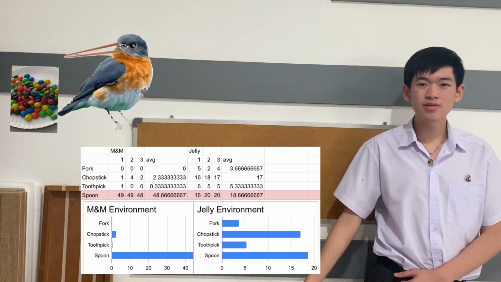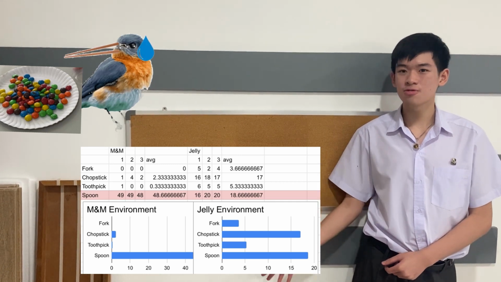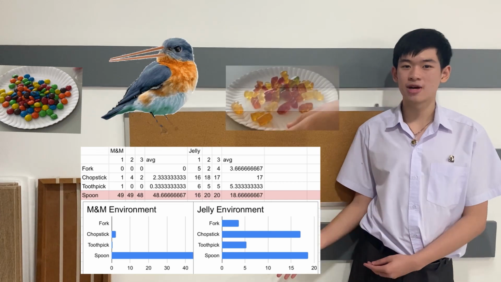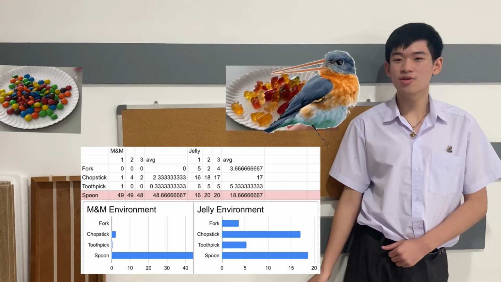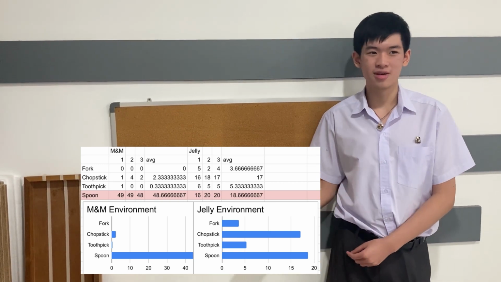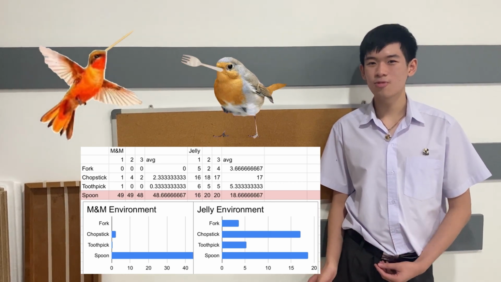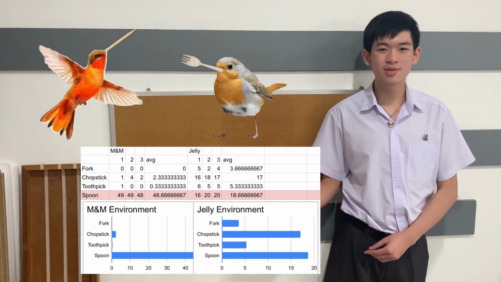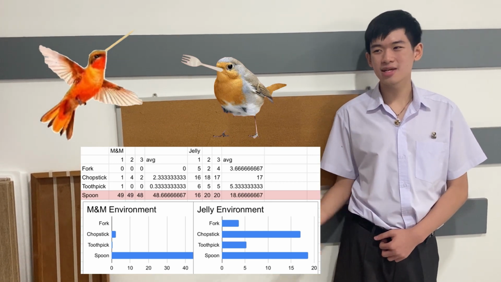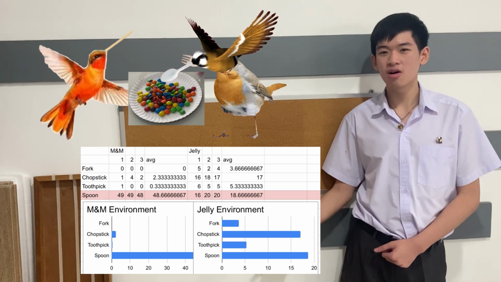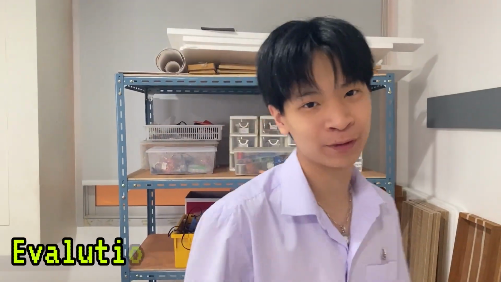The chopstick beak bird did a little worse, but it will still survive through the competition. However, there will be more of this species in the gummy environment rather than the M&M environment, and it will also be our least concern, although not as much as the spoon-beak bird. In contrast, the toothpick beak bird and the fork beak bird did the worst in both environments, and you would not see these species in the M&M environment at all. Now, these species will become critically endangered due to the spoon-beak birds eating all the food that is available to them. Lastly is our evaluation.